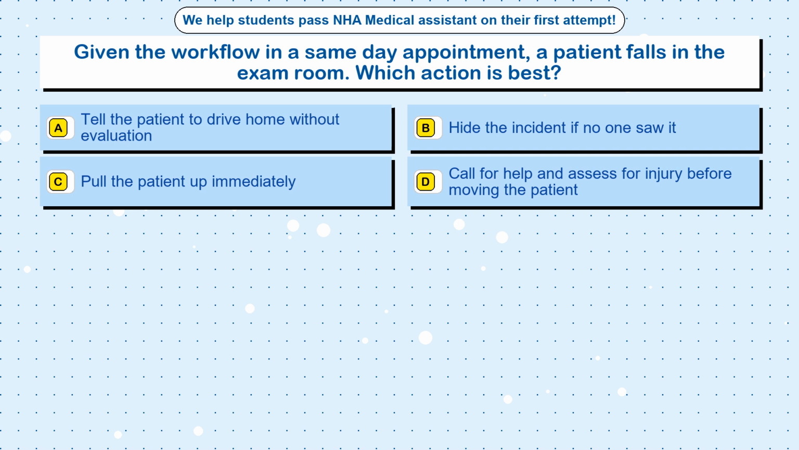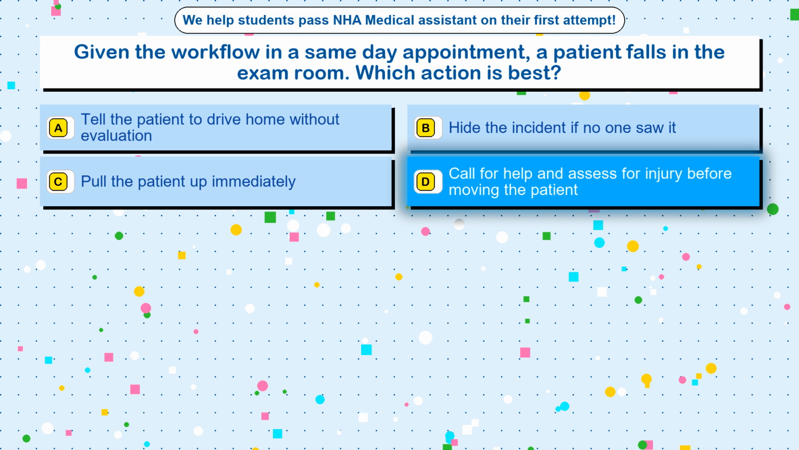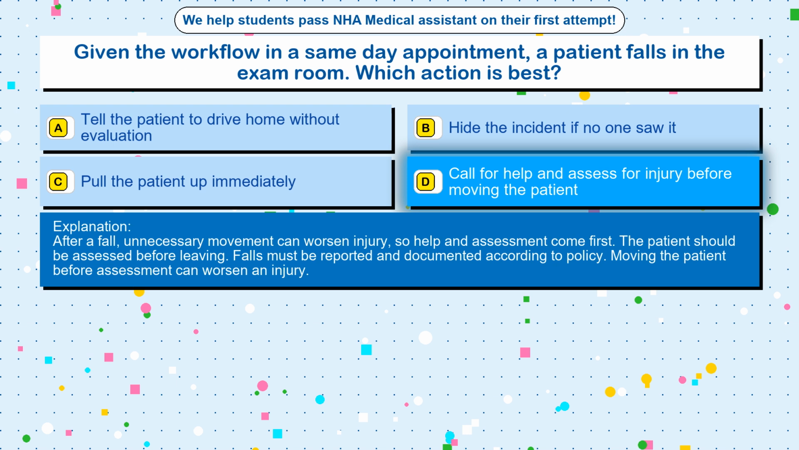Option C, pull the patient up immediately. Option D, call for help and assess for injury before moving the patient. The correct answer is option D, call for help and assess for injury before moving the patient. After a fall, unnecessary movement can worsen injury, so help and assessment come first.